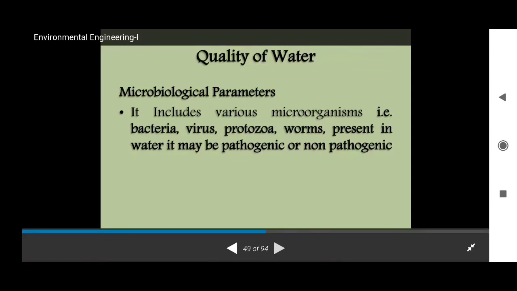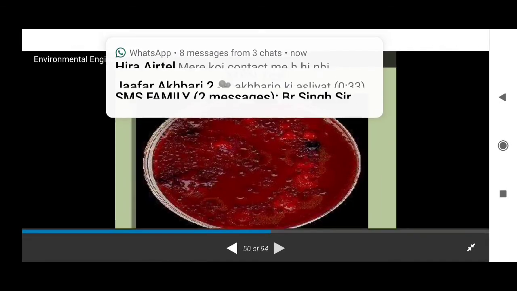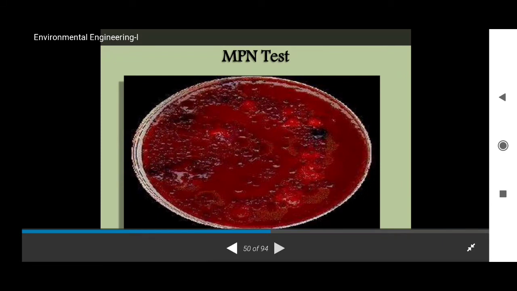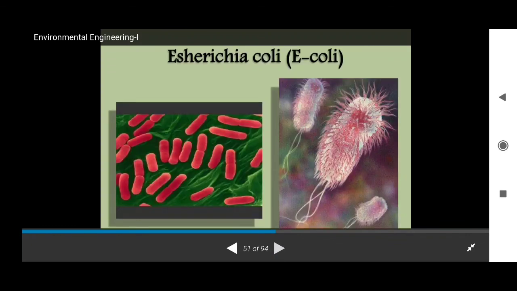Now when we talk about different properties of water, we had also discussed that there are microbiological parameters in which water is categorized. So the presence of microorganisms, bacteria, virus, protozoa, worms present in water, may be pathogenic or non-pathogenic. So what we do is we do the MPN test, most probable number test, and we also do the E. coli test. The presence of E. coli represents that the water contains biological materials like bacteria or harmful pathogens also.